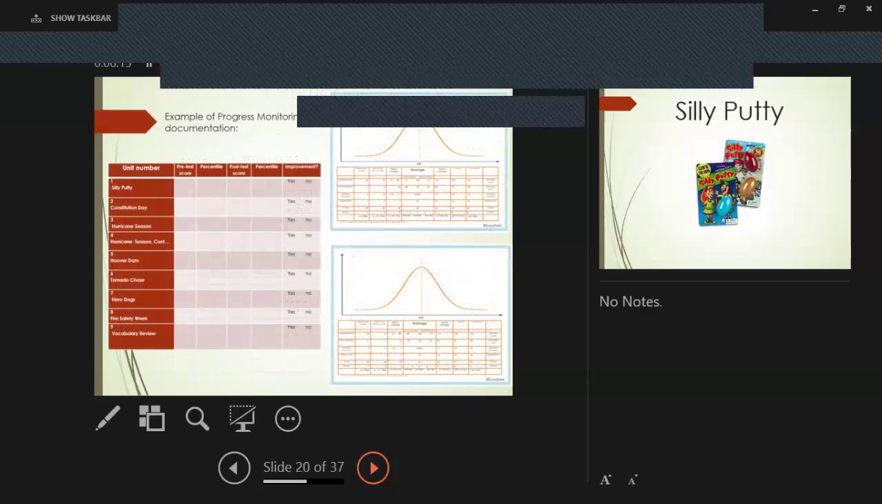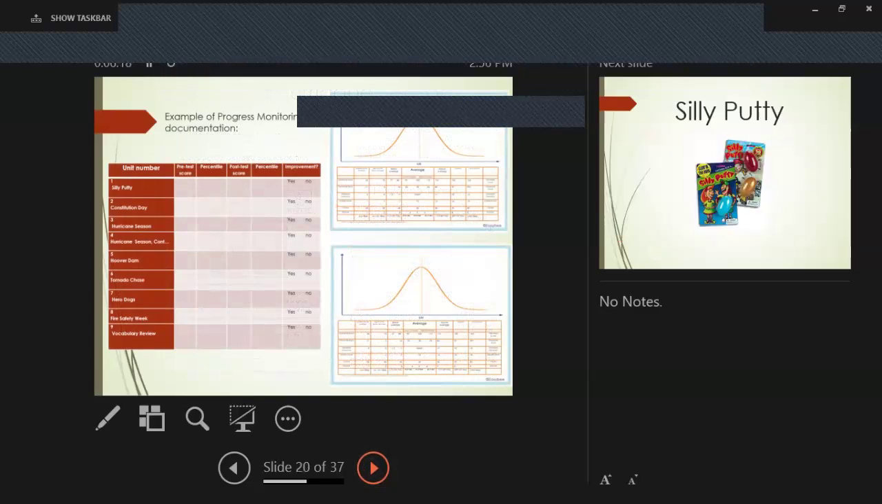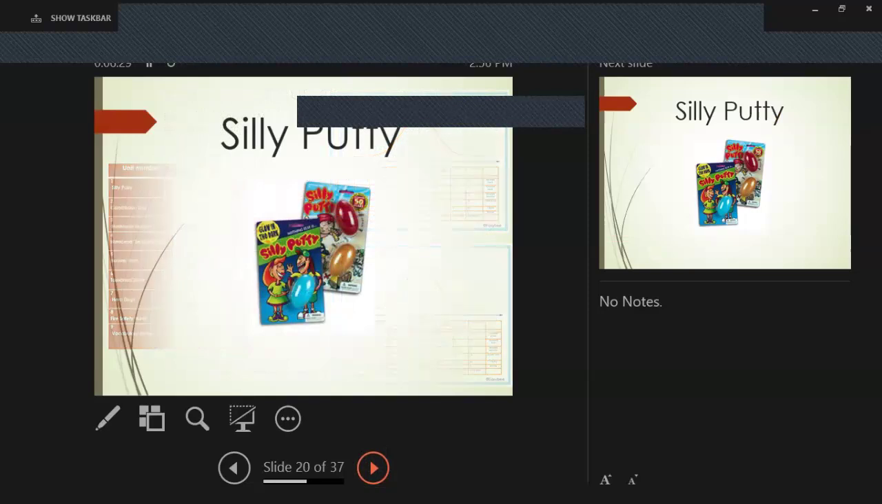And so I did this chart so that I could keep track of my students. What was their pre-test score, the percentile? What was their post-test score? Did they make progress? Did they not? And then I was charting everybody's on a chart. If you have time, it's great. It's getting harder to do that.